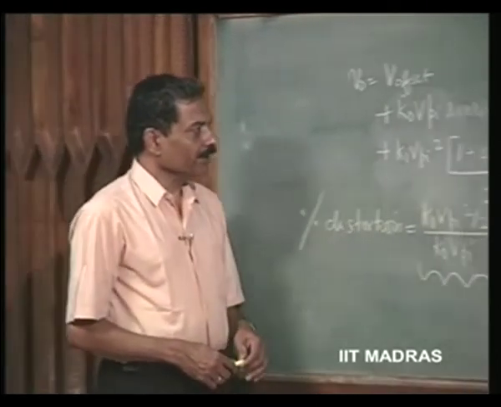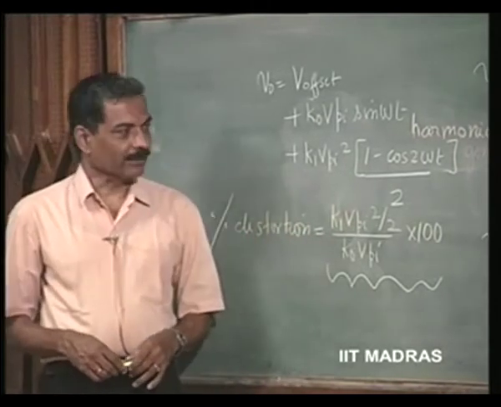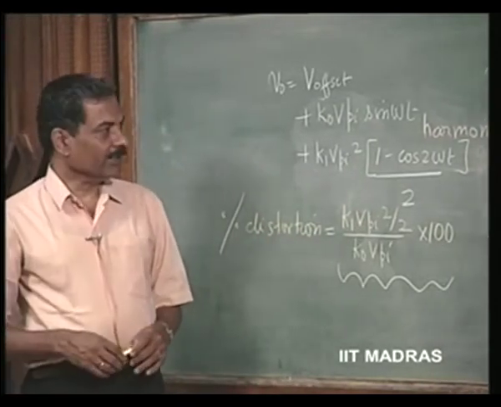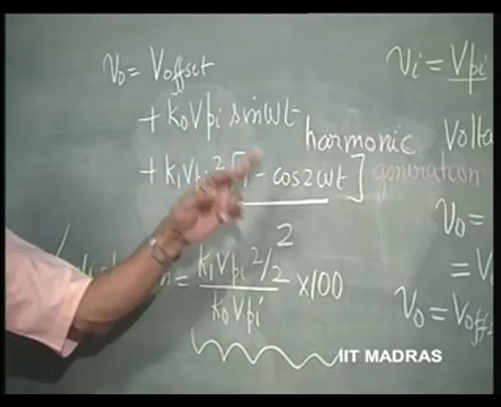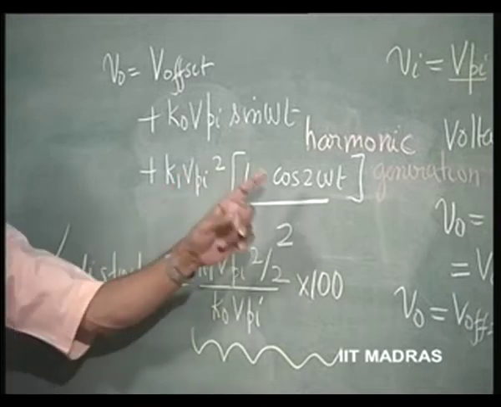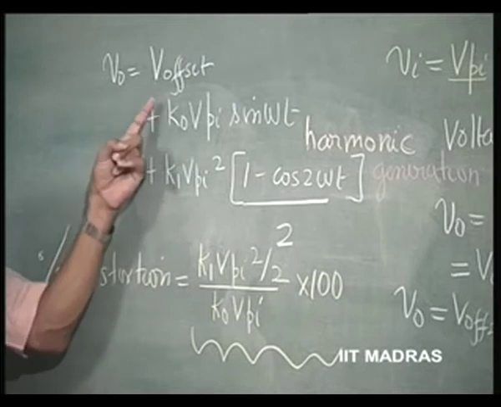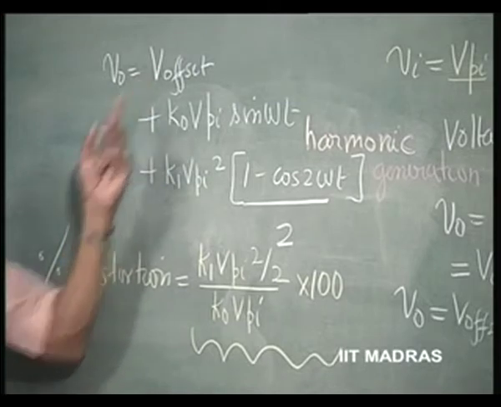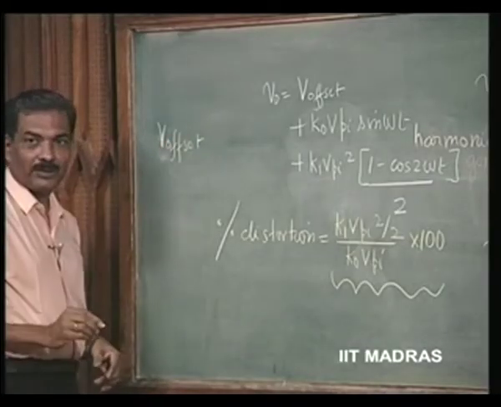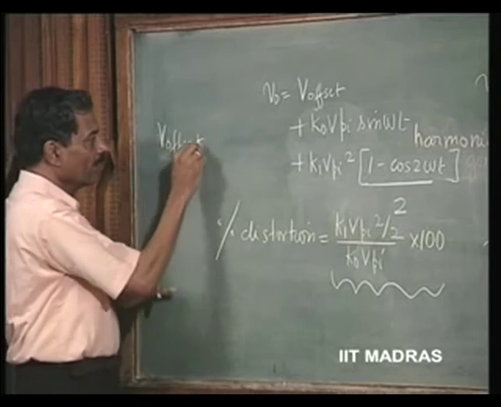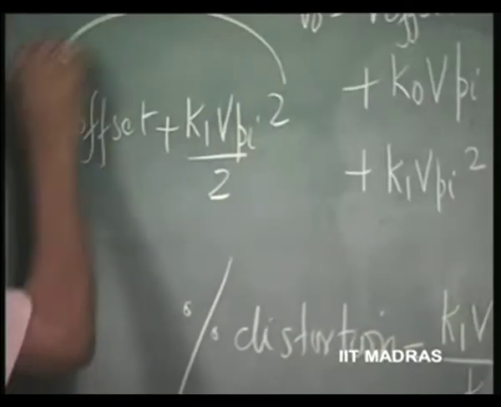Now, how do you really get this value? K 1 V p I squared you have to get. It is very easy to get this, you do not have to really see the components of these two independently. This is going to mix with this, it is very difficult to isolate this. Whereas, you can see here that the DC offset originally was V offset, now it is going to be shifted to V offset plus K 1 V p I squared by 2.